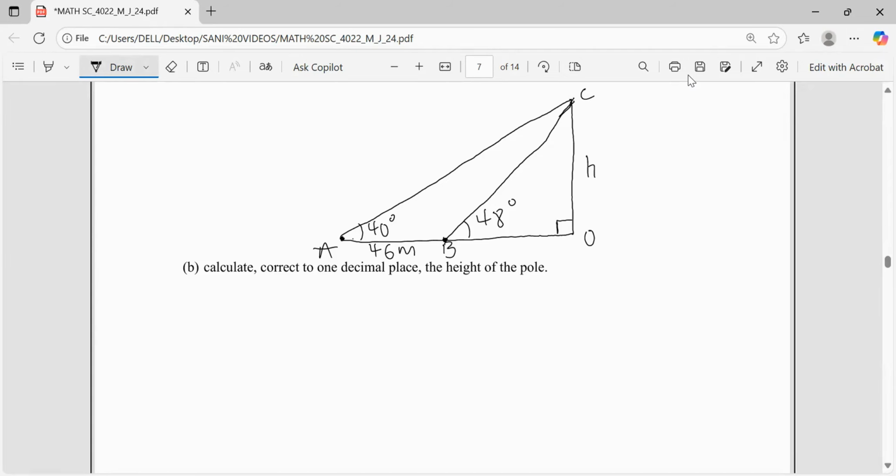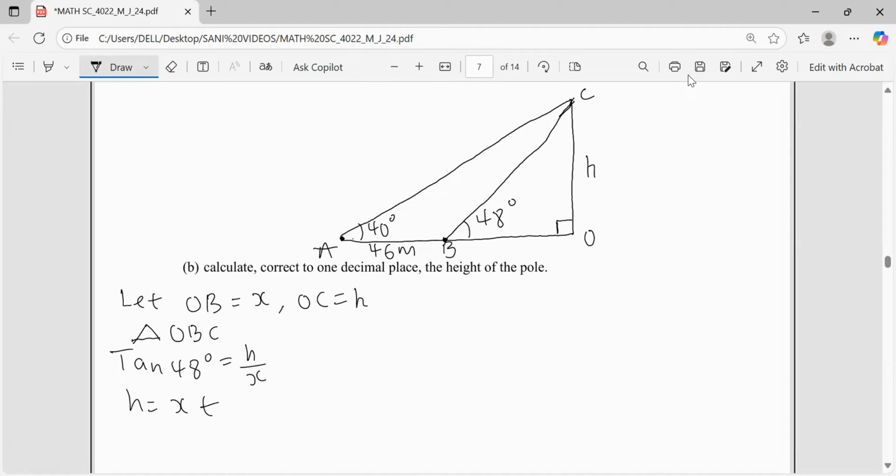So the first thing, let us represent OB as X. We have represented OC as h already. So from triangle OBC, tan 48 degrees equals opposite, which is h, over adjacent. So therefore, h equals X tan 48 degrees. So this is equation 1.